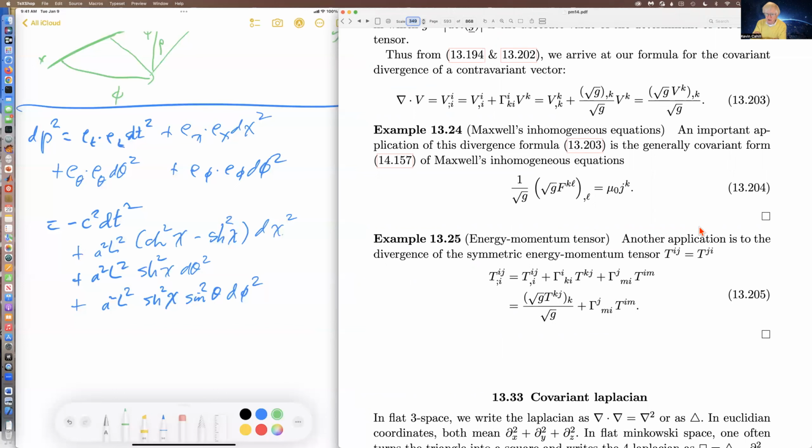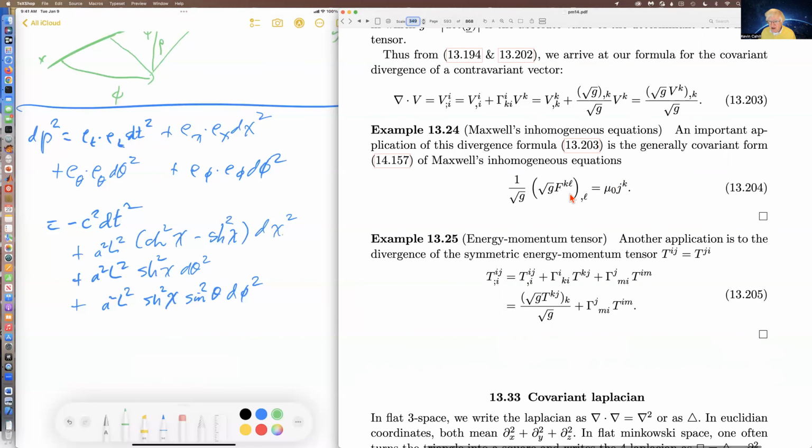And that gives us a way of writing Maxwell's inhomogeneous equations. In other words, Gauss's law, del dot E equals rho. Let's see, del dot E equals rho. And then the other one that's more involved, involving magnetism, occurs in here as well. And they're all written in generally covariant form this way.